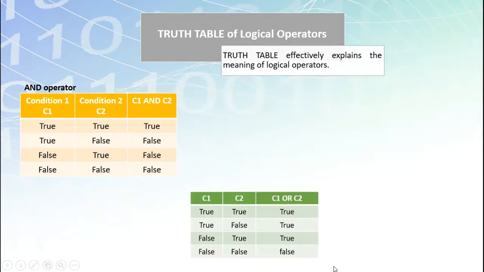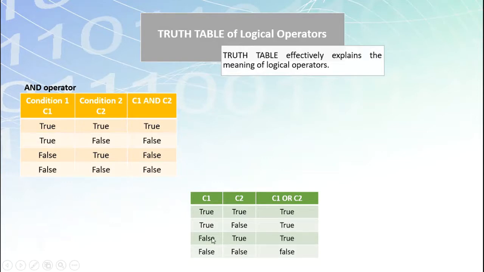Let's now discuss the truth table of the OR operator. Condition 1, condition 2, both joined using the OR operator. If the first condition is true and the second condition is also true, the result of the OR operator will be true. If the first condition is true and the second condition is false, the result of the OR operator will be true.